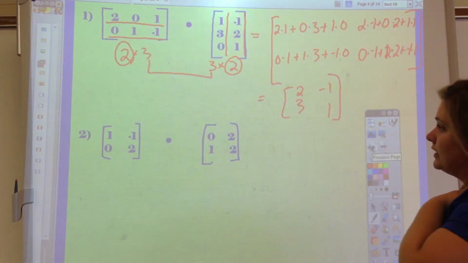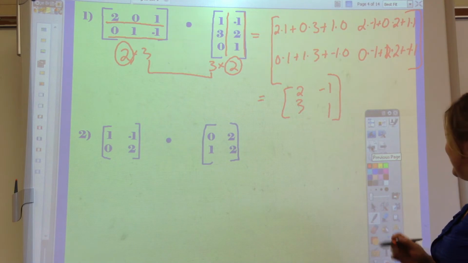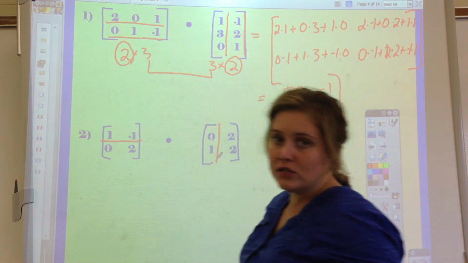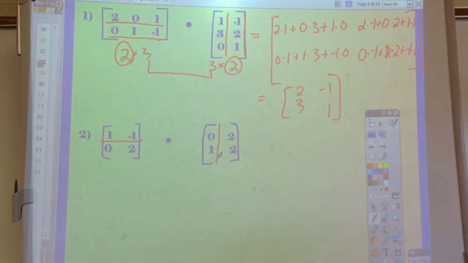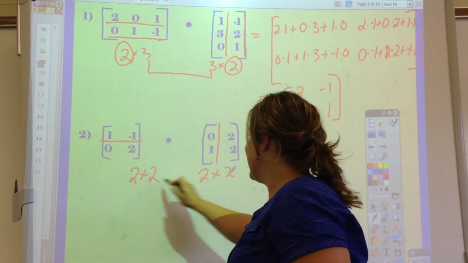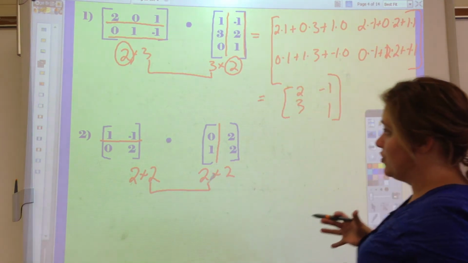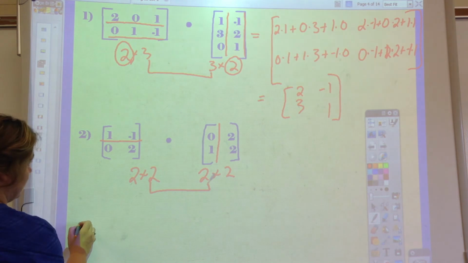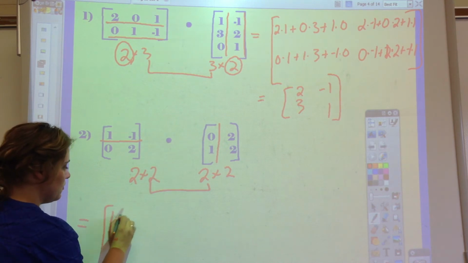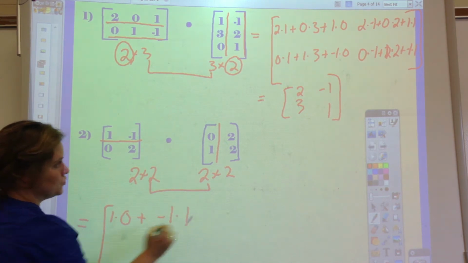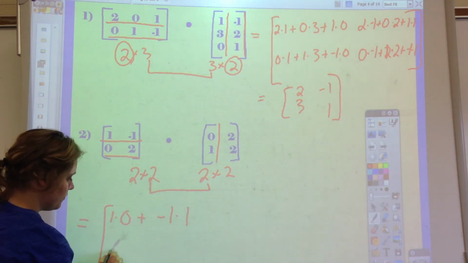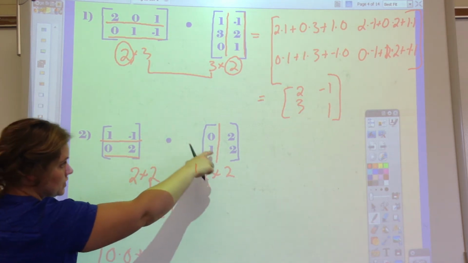Okay. I'd like to do one more. I don't expect you to have it down yet. Let's again go row by column. First row, first column. Now this is a 2 by 2 matrix times a 2 by 2 matrix. So my inner dimensions will be the same. Let's go ahead and write that out for you. And I'm expecting to end up with an answer in the outer dimensions. So let me write this nice and big. To multiply the first row, first column, I'm going to say 1 times 0 plus negative 1 times 1. Then I'm going to go down a row, and now I'll do 0 times 0 plus 2 times 1.